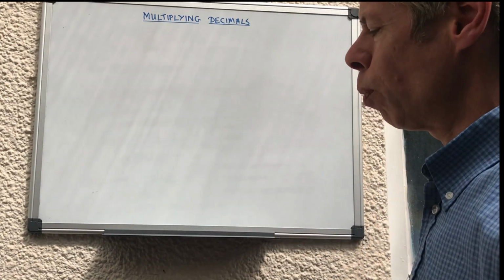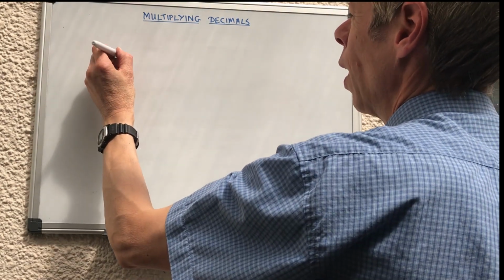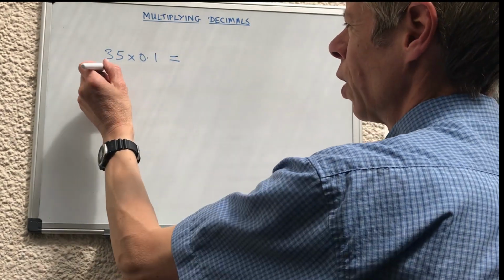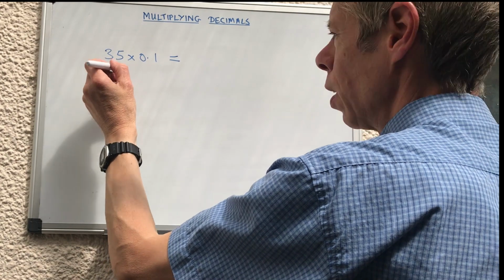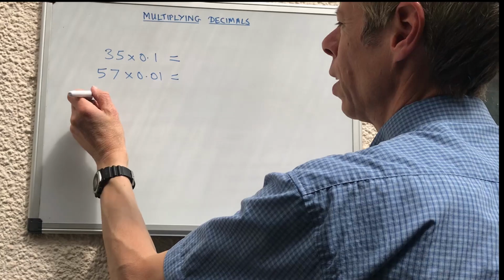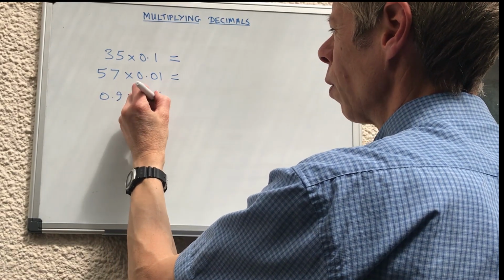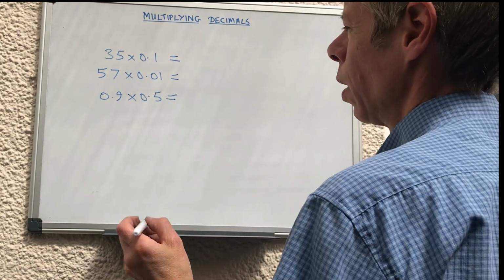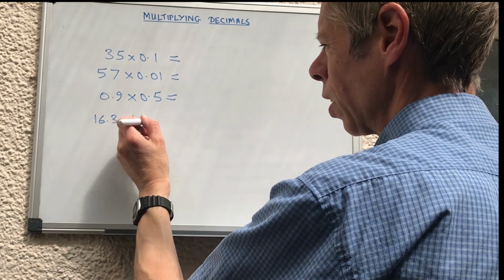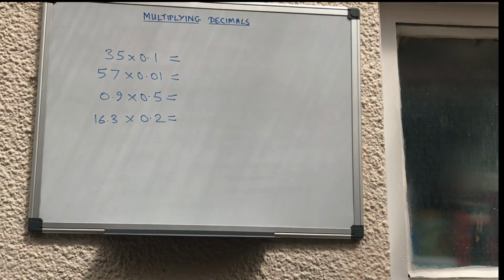Okay, so first multiplying decimals question is 35 times 0.1. Next question is 57 times 0.01. Next question is 0.9 times 0.5. Next question is 16.3 times 0.2.